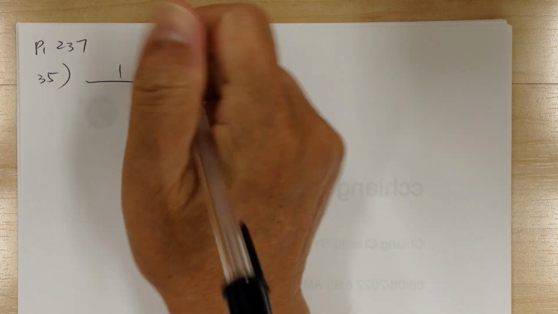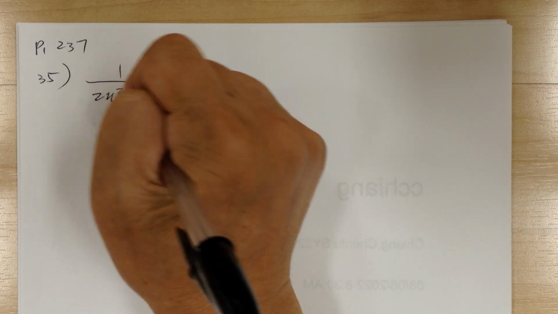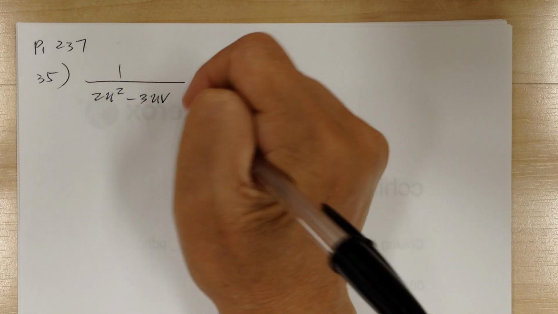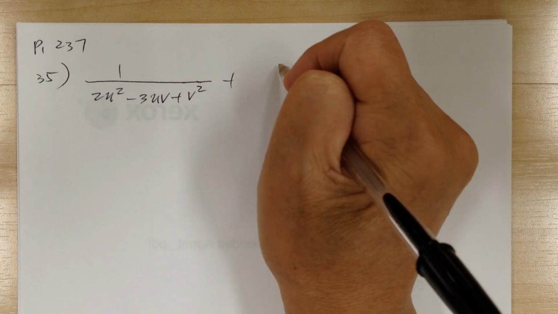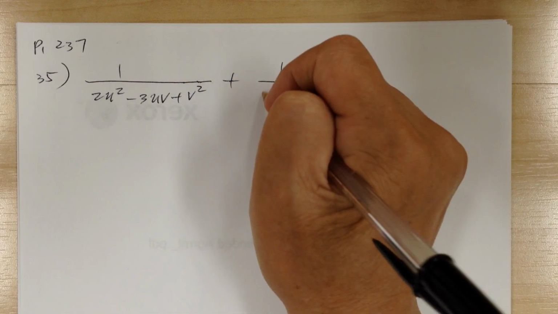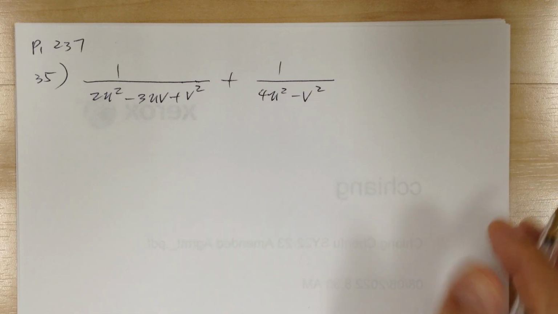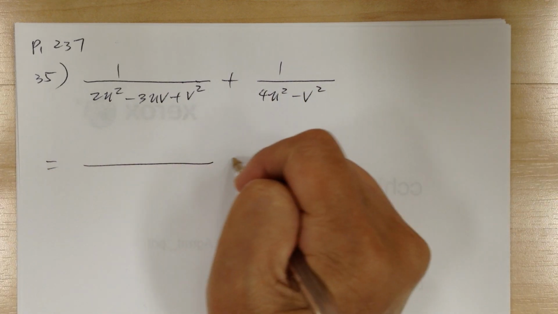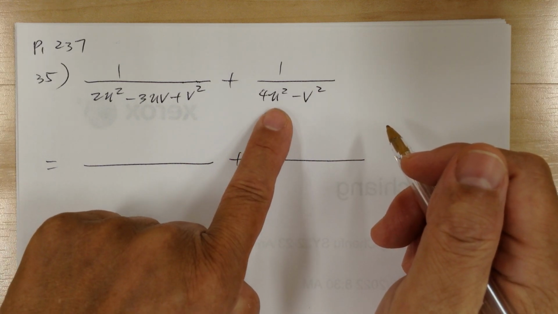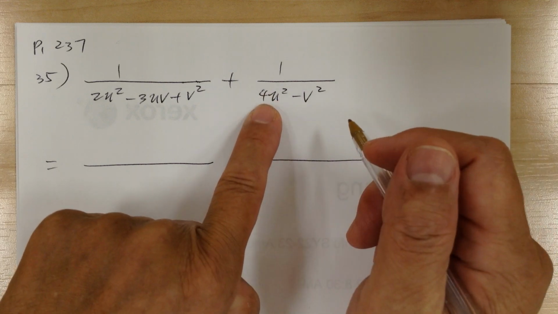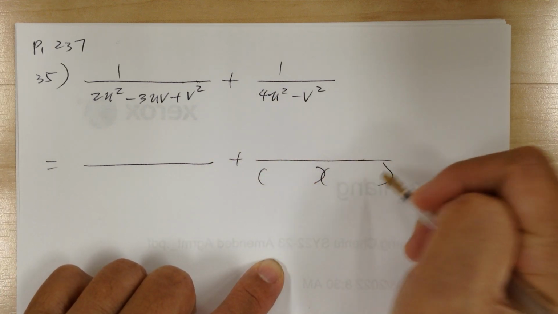You've got 1 over 2u squared minus 3uv plus v squared, plus 1 over 4u squared minus v squared. Okay, so let's do all the factoring first before you get your LCD. I'd like to do this one first because it's easier. This is step 2a, two terms that give you the difference of squares, right?